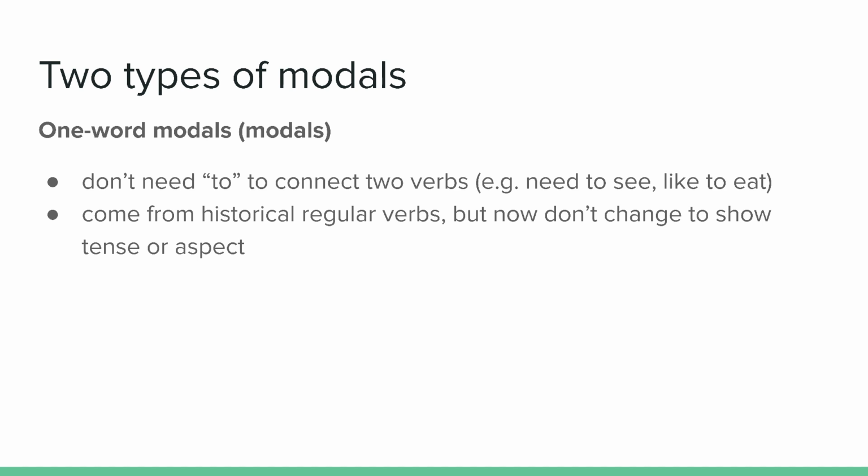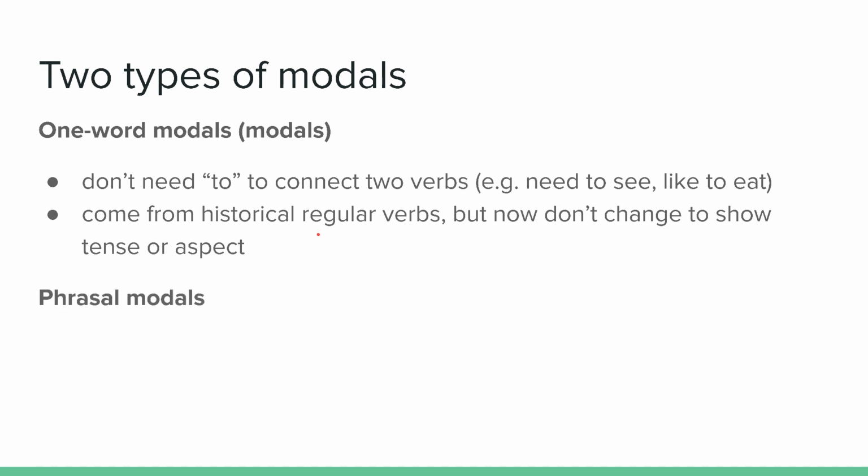You don't need to remember this, but these one-word modals, or real modals, come from, many hundreds of years ago, regular verbs. But over time, the grammar changed. And now these modal verbs, we can't change them to show tense, and we can't add an S to the verb like needs. We can add an S to needs, right? But modal verbs, we can't change them like that. So these are now helping verbs. They're a different type of verb.